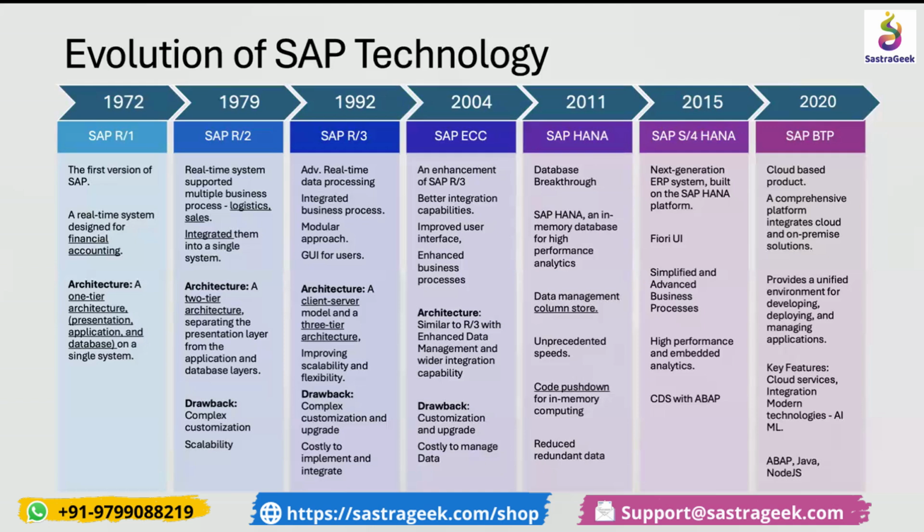The other question: is BTP to S4 possible with any middleware? No. For BTP and S4 HANA, S4 HANA is basically an ERP SaaS solution that's there with BTP. So it's closely integrated, and it uses CPI or Integration Suite.